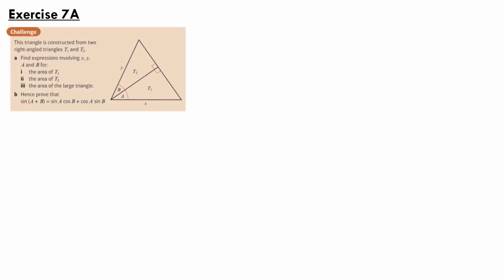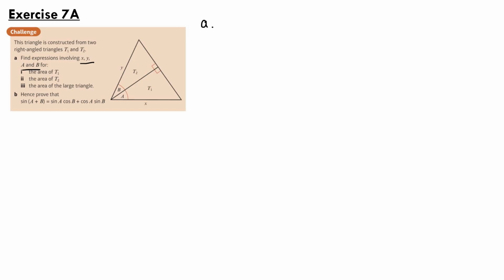So for this first question from exercise 7a, we've got a triangle constructed from two right angle triangles T1 and T2, and for part A we want to find expressions for the area of T1, T2 and the large triangle in terms of x, y, a and b. So it would be good to start by writing the sides in terms of x, y, a and b. We can do that using SOHCAHTOA.